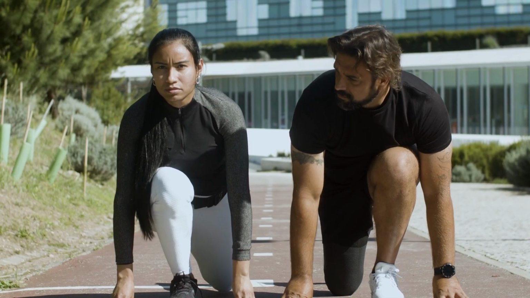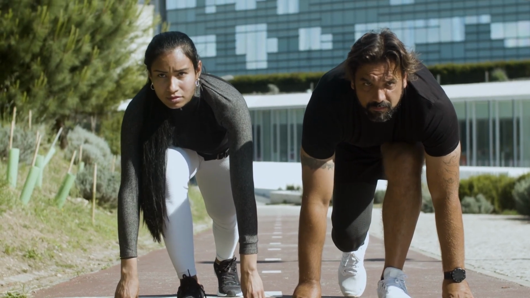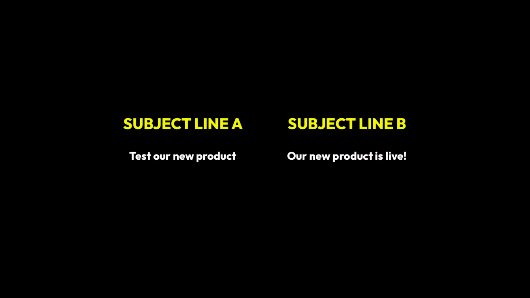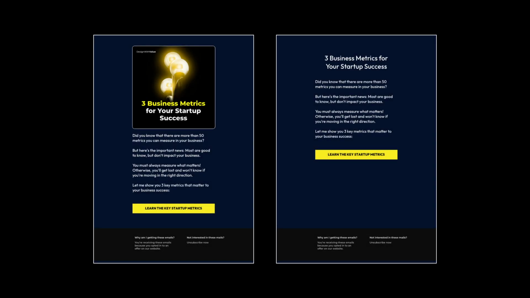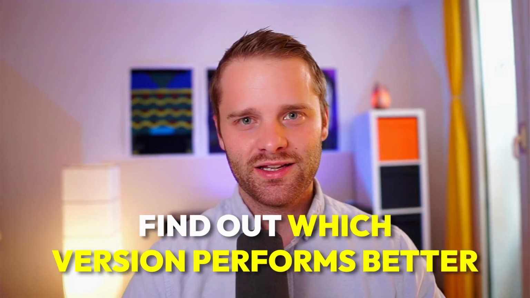A/B testing is one of the most powerful methods to improve your email marketing. It's like running a race between two versions of your email to find out which one wins. For example, you might test two different subject lines or two different layouts of your email. And the goal is simple. You want to find out which version performs better, and then you use the winning version for your future emails.